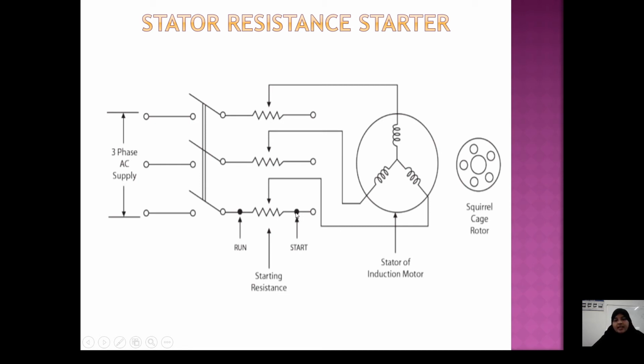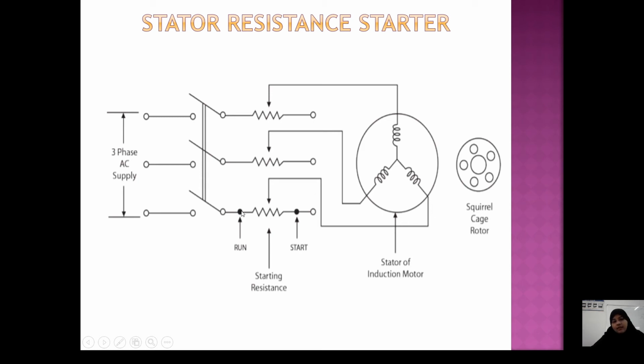Initially at start, this resistance is kept at maximum position so that reduced voltage is given to the induction motor, and we can reduce the incoming current to the stator of the induction motor. Gradually, by moving it from start to run position, as the motor gathers some speed, this resistance can be cut out, and direct rated voltage can be applied to the motor.